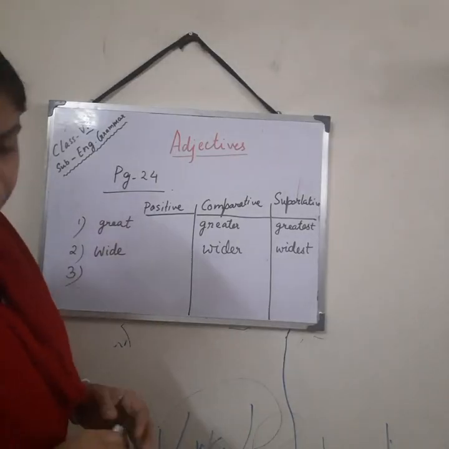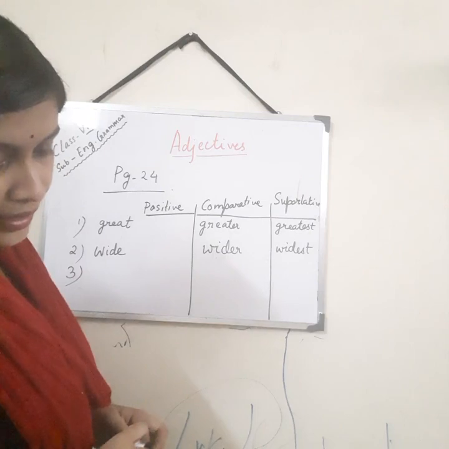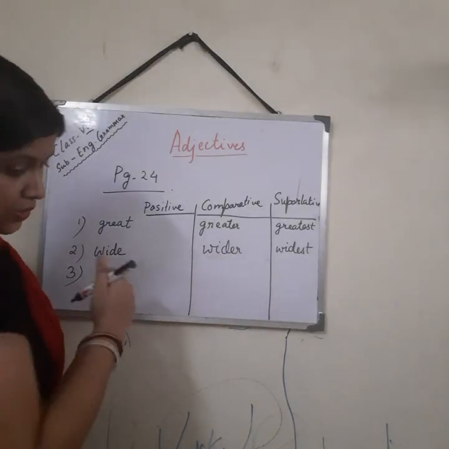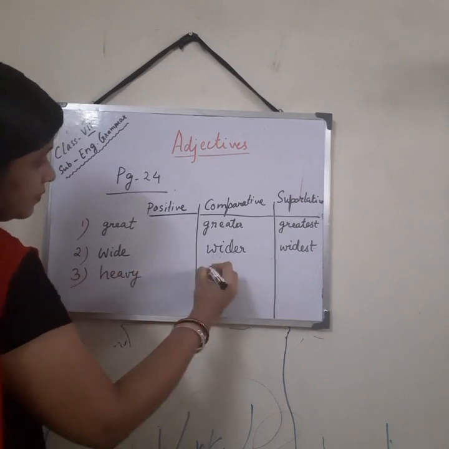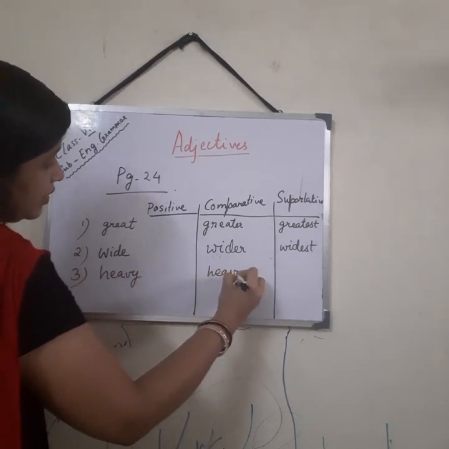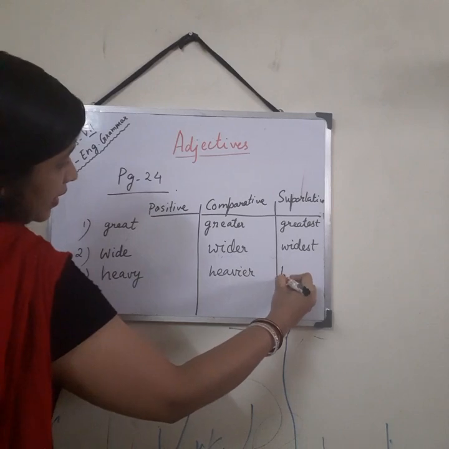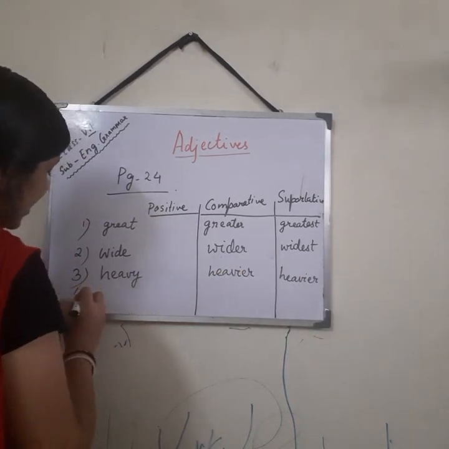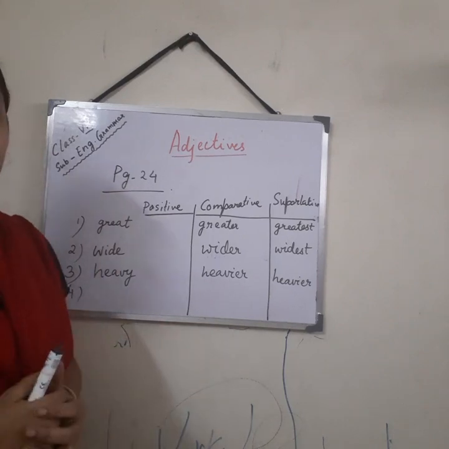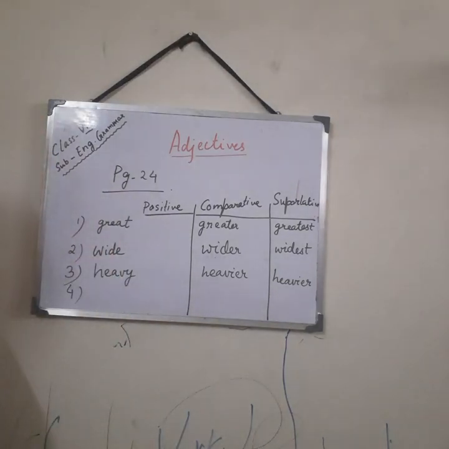Number 3, heavy, merry, dirty, ugly. Let us do heavy, heavier, heaviest. This is just a recapitulation of what you know as well as to make you aware that you have to learn all the different kinds of degrees of comparison of different adjectives.